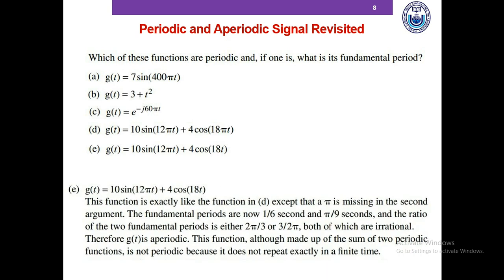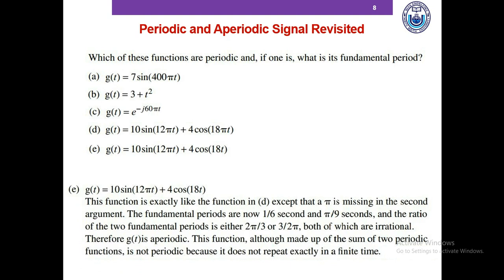Now for problem E, we see that the ratio is not a rational number. The ratio of periods or frequency, whichever one you take, is 2 pi by 3, which cannot be expressed as a fraction, because pi, as we know, cannot be expressed as a fraction. So this is an irrational number, which means the signal in problem E is basically an aperiodic signal. So it's not a periodic signal.